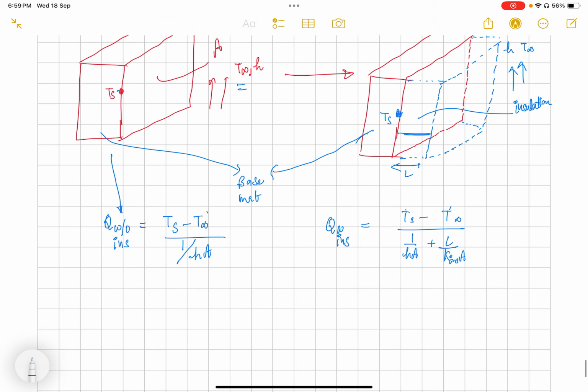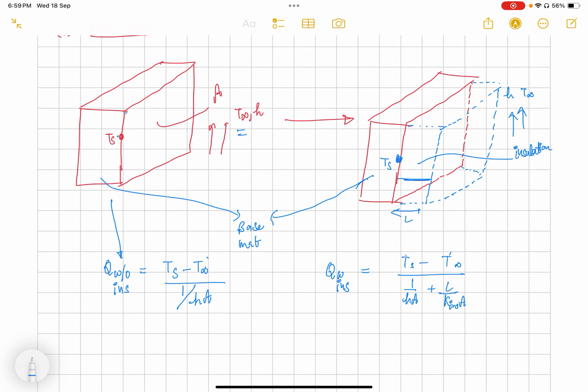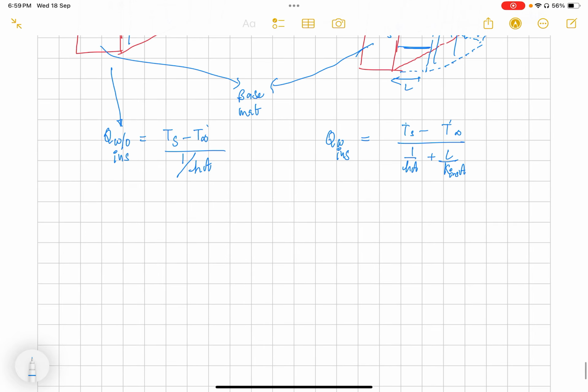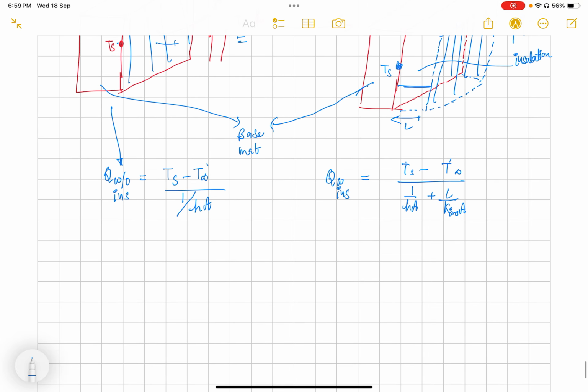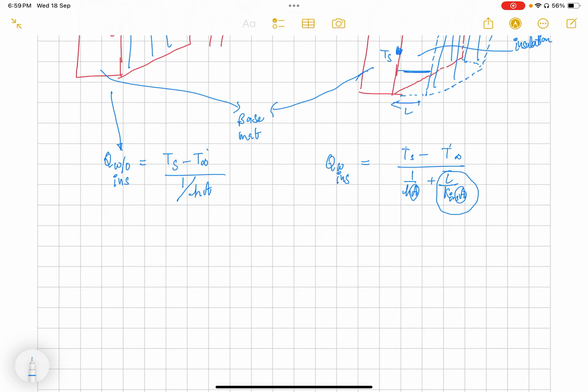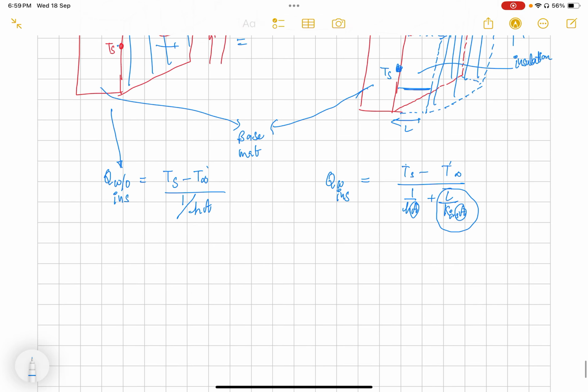So we can see that since it is a plane wall, if we add insulation in this direction, that area also will be A. This area and this area will be same. So what is changing? Area is constant. This extra thing is adding. So 1 by hA is constant, but we are adding something to it, L by kA, and A is constant, so L by k we are adding.